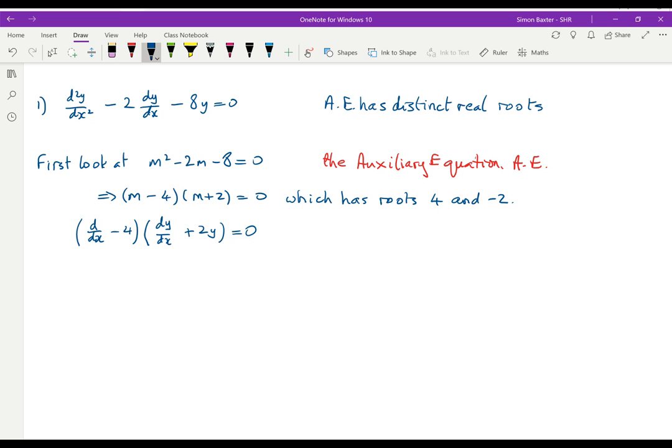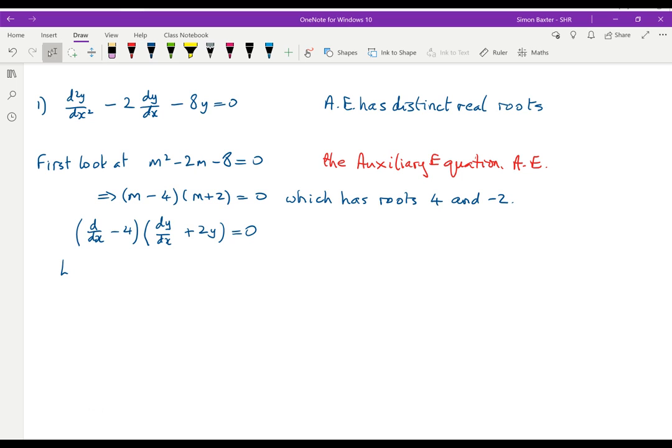Let's have a look at that and just see that it does do what we want. d/dx means differentiate. So differentiating, I get d2y by dx squared. d/dx of 2y gives me 2 dy by dx. Minus 4 dy by dx is minus 2 dy by dx. Good. And minus 4 times 2y is minus 8y. So we have managed to sort of factorize our differential equation.